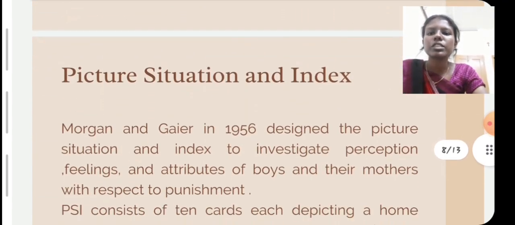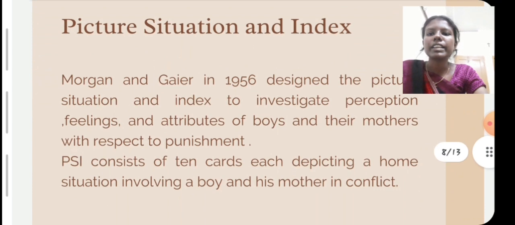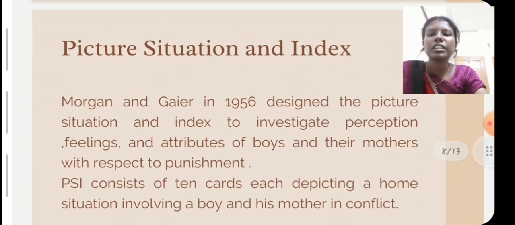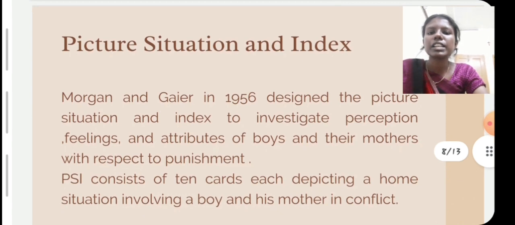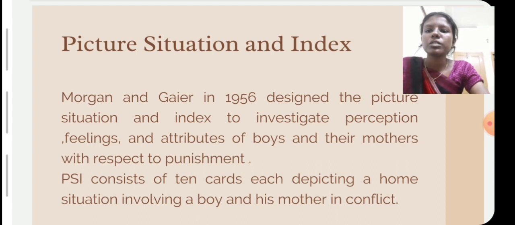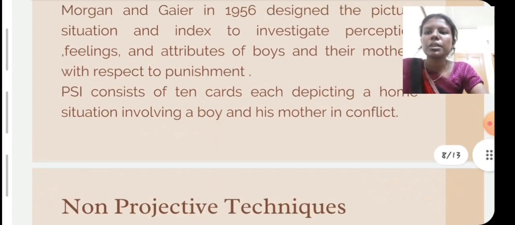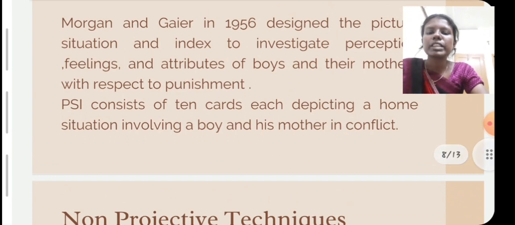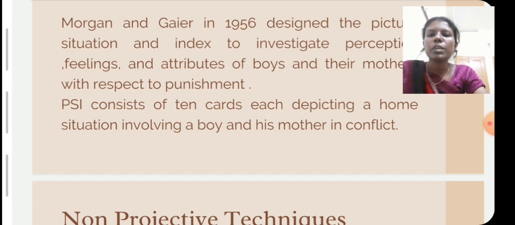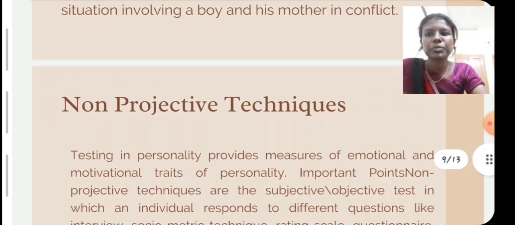Then we see the Picture Situation Test. Morgan and Gyr in 1956 designed the picture situation test to investigate the perceptions, feelings, and attitudes of boys and their mothers with respect to punishment. The test consists of 10 cards, each depicting a home situation involving a boy and his mother in conflict.